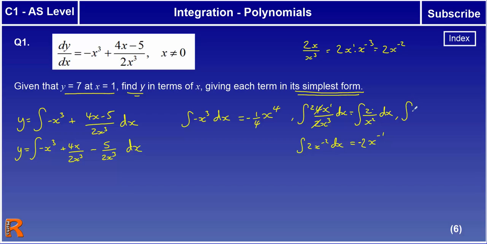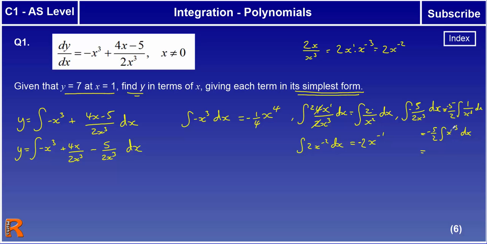the 5 over 2x cubed dx. I'm going to show you a little technique here that will help if you're not very good with fractions. It's probably best to take the fraction outside. It's actually minus this, but we can take the minus outside as well. So we've got minus 5 over 2, and then we're going to integrate what's left, which is just 1 over x cubed, and that's the same as minus 5 over 2 integrated x to the minus 3.